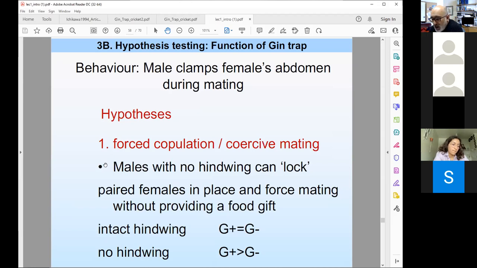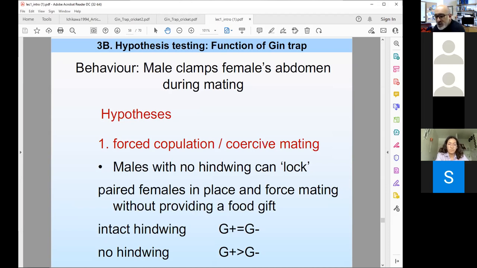So there are several hypotheses that were tested. The first is this one: forced copulation or coercive mating. The idea here is that males with no hind wing, so if you were a male who had mated more than once, that means your hind wings are depleted, if I can put it that way. Then this is a way for you to clamp onto the female and force her to mate with you, even though you don't have these delicious wings for her to feed upon.